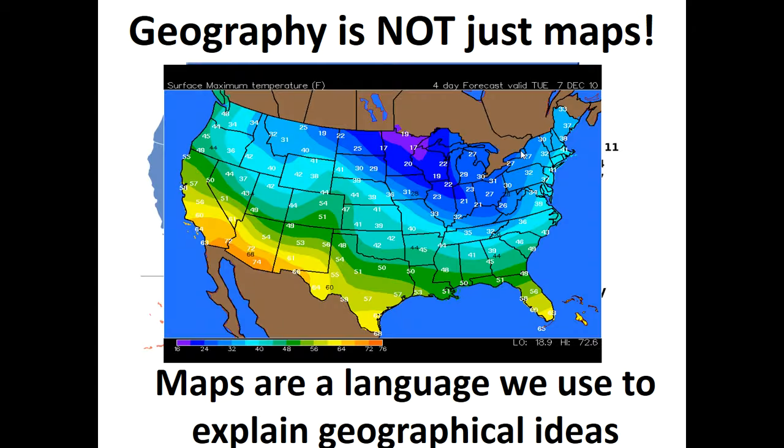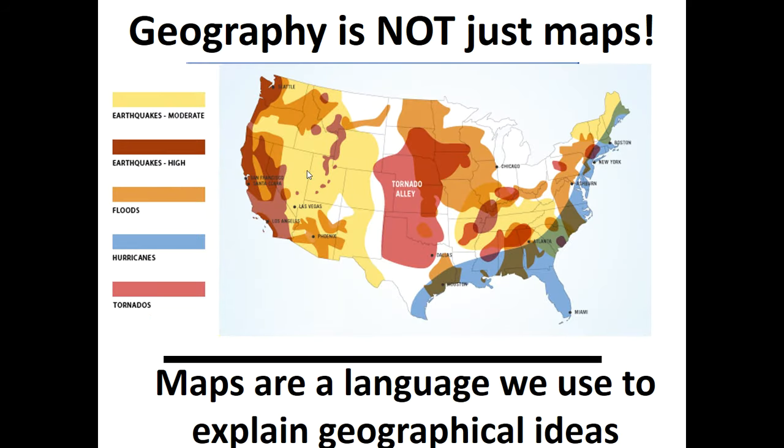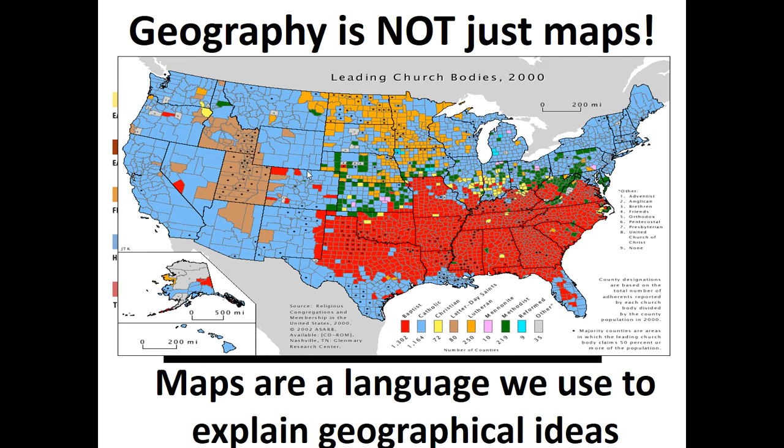But you go back to the other map and say, ooh, but it's really cold in Michigan. So maybe I don't want to live in Michigan. Maybe it's not expensive to live in Michigan because it's so cold. These are ideas that start and originate from using a map as a language to communicate ideas. Again, geography is more than just the maps, but the maps are a good tool for explaining a concept.